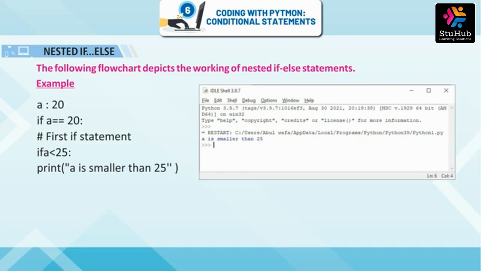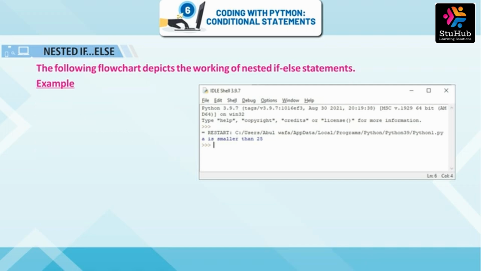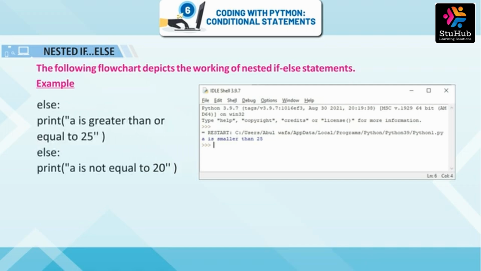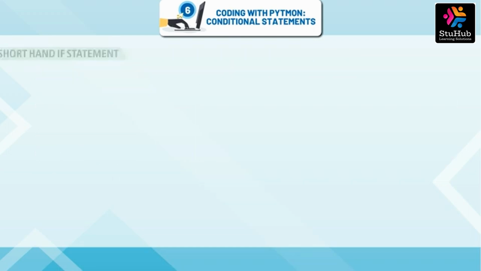Example. a = 20. If a == 20: # first if statement. If a < 25: print "a is smaller than 25". Else print "a is greater than or equal to 25". Else print "a is not equal to 20".